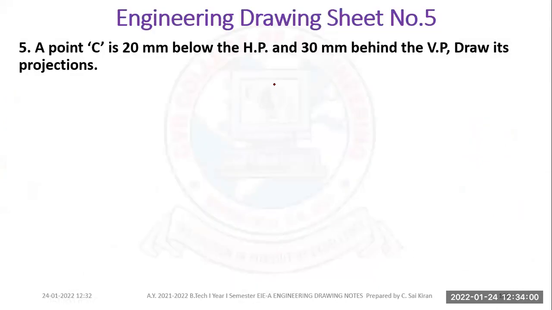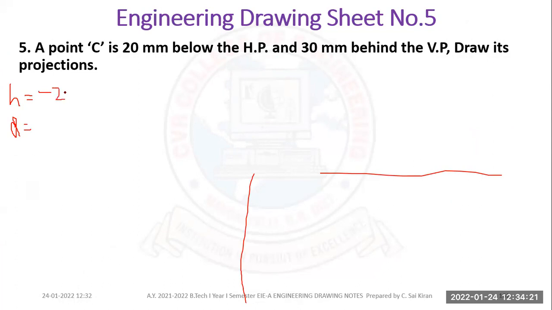So next problem, point C, 20 mm below HP and 30 mm behind VP, draw its projection. So is H positive or negative, is D positive or negative? Both are negative, sir. So what is the H value? Minus 20. What is the D value? Minus 30.